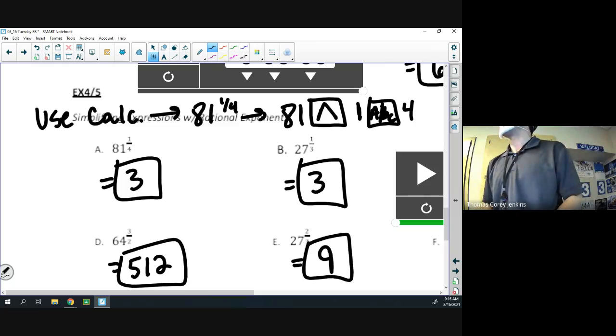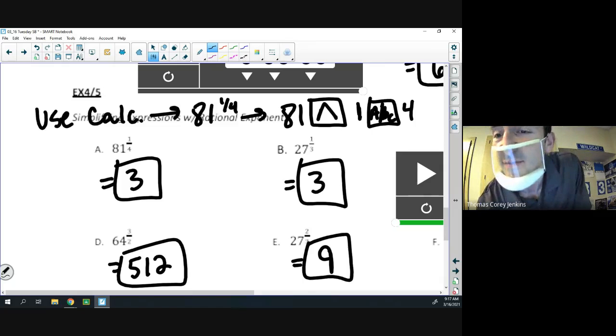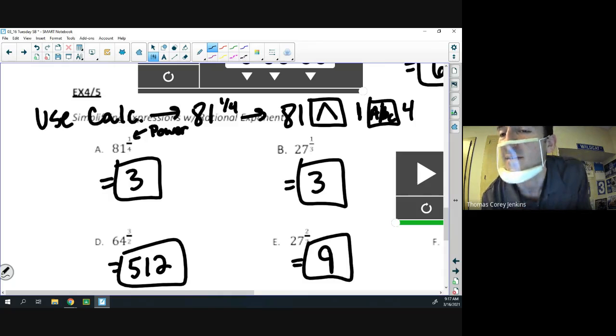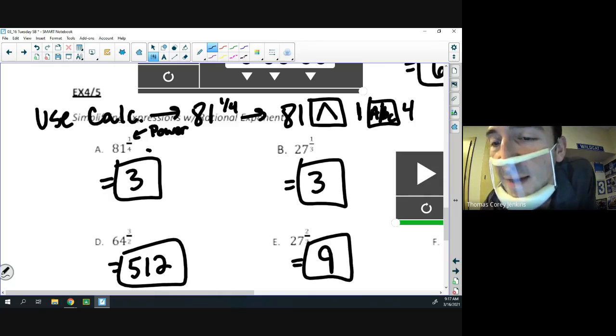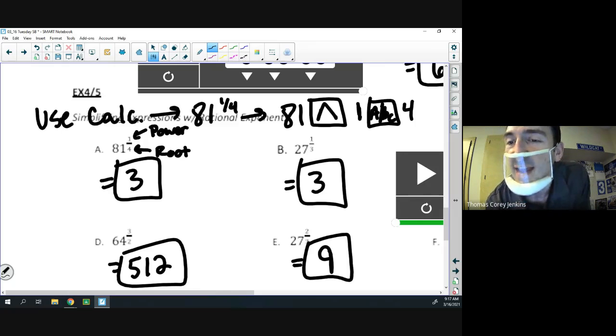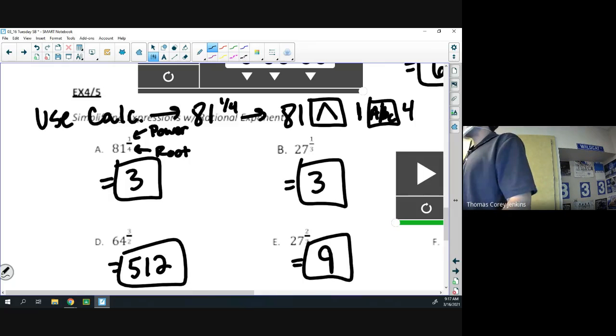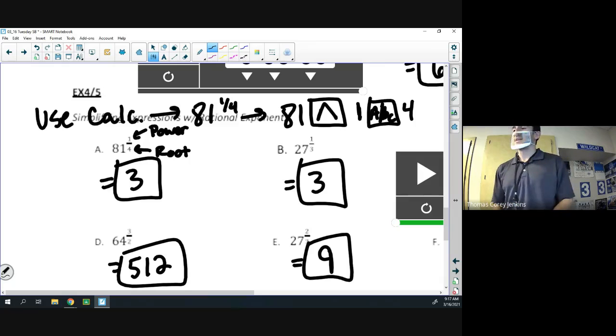You might see it or not, but basically what you're doing, and you don't really have to know this, all you have to do is be able to type it in. But with a fraction exponent, the top number is like your power, what we think of as a normal exponent, and the bottom number acts as a root. So another way to say 81 to the power of 1/4 would be the 4th root of 81. We haven't talked a lot about 4th roots, but that's what that means.